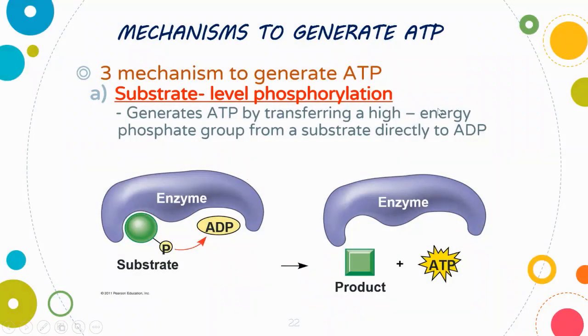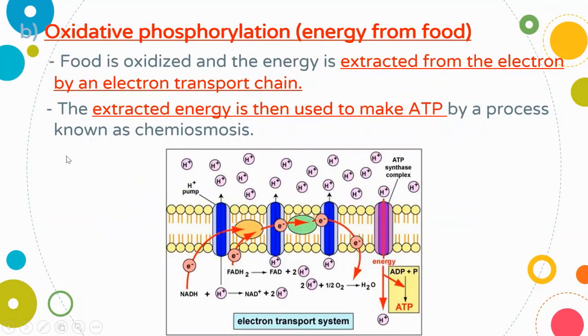Okay, next we look at the mechanisms to generate ATP. There are three mechanisms. First, substrate level phosphorylation. So the inorganic phosphate is released from the substrate and then phosphorylates the ADP to become ATP. The next mechanism is oxidative phosphorylation, energy from food. So the food is oxidized and then the energy is extracted from the electrons by the electron transport chain. So the extracted energy is then used to make the ATP.